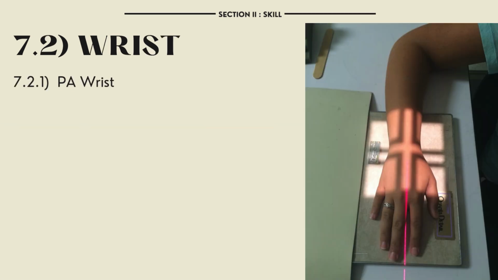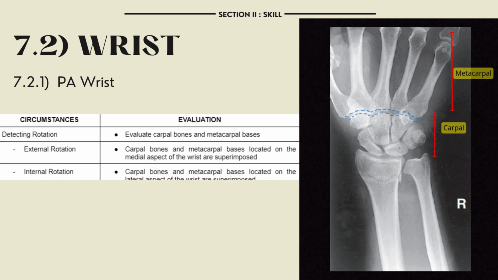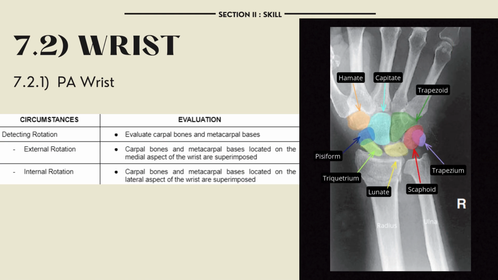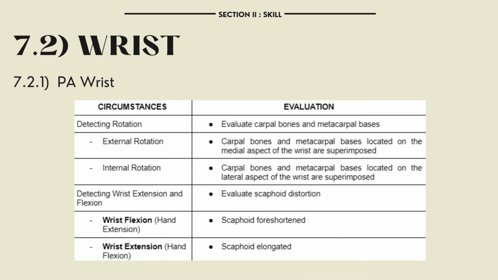Next is wrist. To detect rotation in PA wrist, evaluate the carpal bones and metacarpal bases. If the carpal bones and metacarpal bases at the medial aspect of the wrist are superimposed, then the wrist is externally rotated. If the superimposition is at the lateral aspect of the wrist, then the wrist is internally rotated. Evaluate the scaphoid distortion. The wrist is flexed if the scaphoid is foreshortened and the wrist is extended if the scaphoid is elongated.